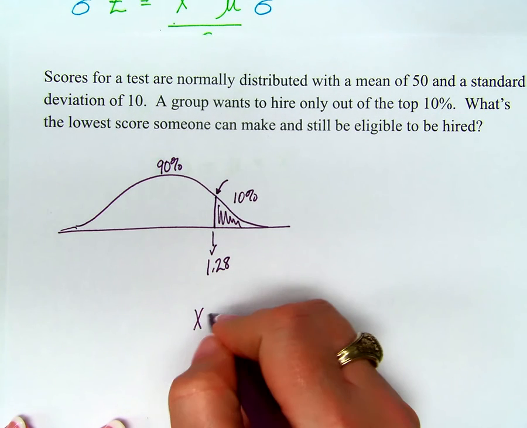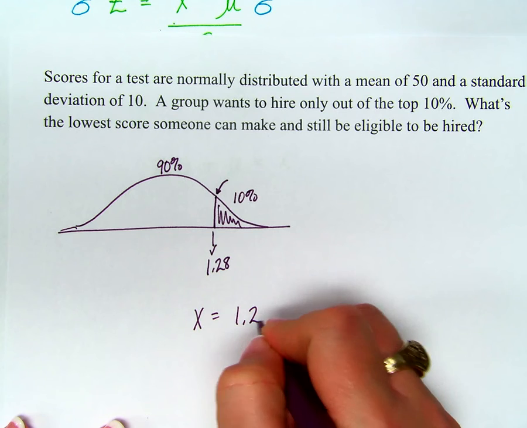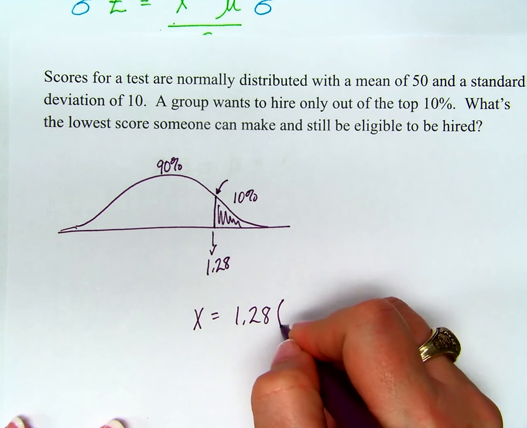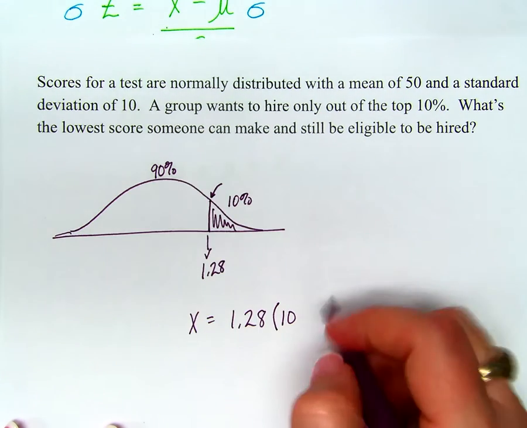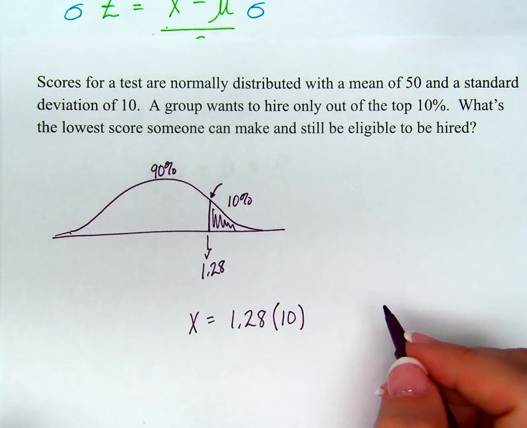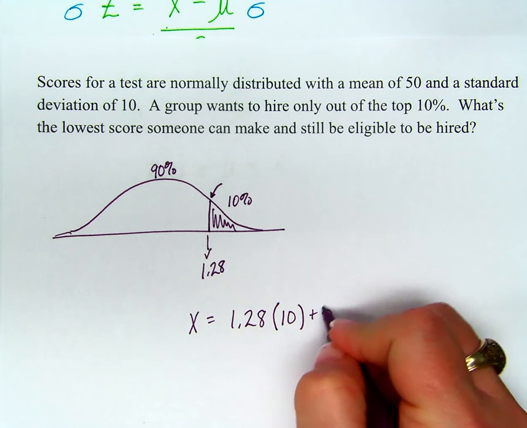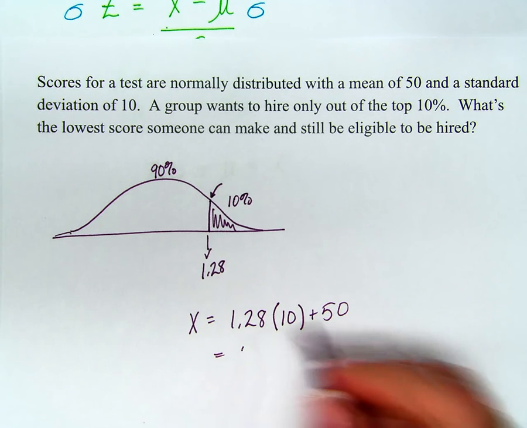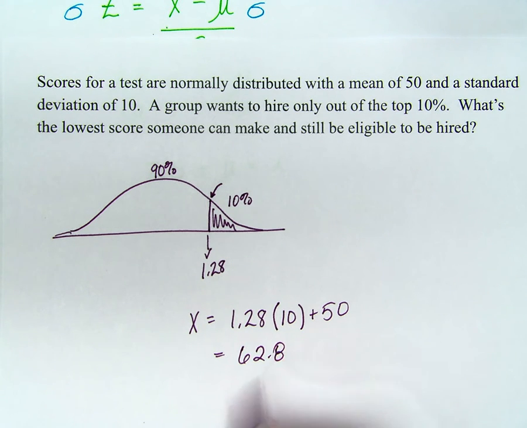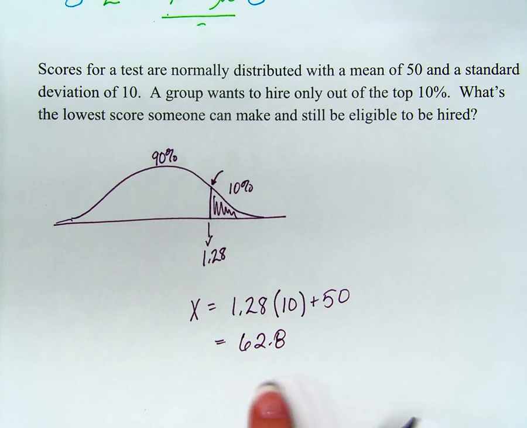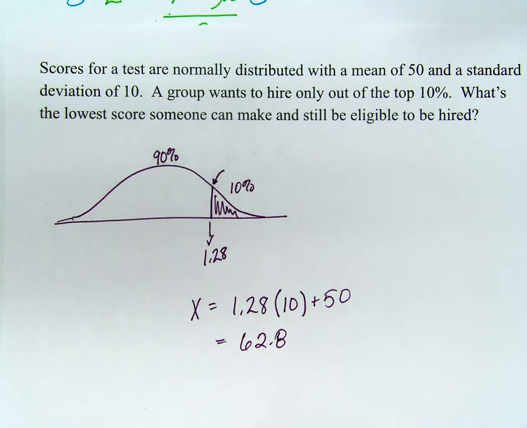So my x value is going to be that z value times the standard deviation, which is right there, 10, plus the mean, which would be 62.8. So that answers the equation. So now tell me the answer to the question. What's the lowest score someone can make and still be eligible to be hired?